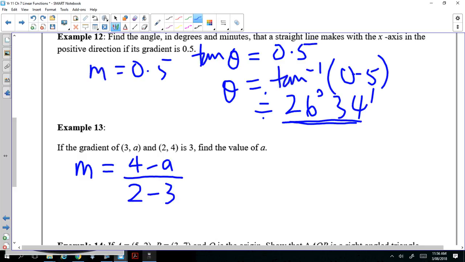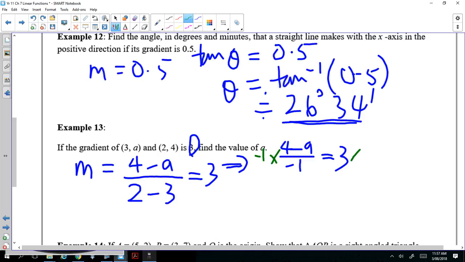So what do you do? You multiply both sides by negative 1. And you get 4 minus A equal to negative 3, right? The negatives get cancelled. And then what do you do next? Subtract 4 from both sides. Then you get negative A equal to negative 7. Therefore, A equals positive 7. Yep.